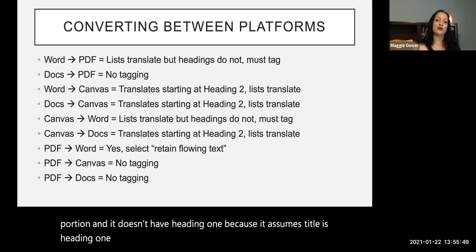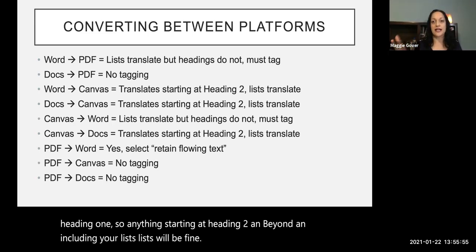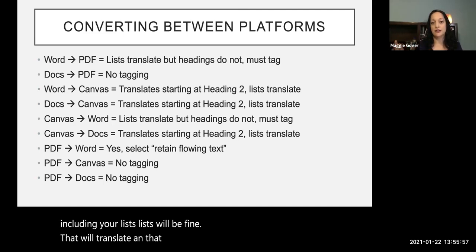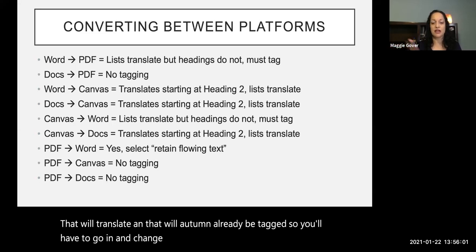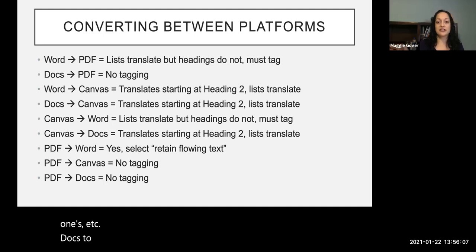So anything starting at heading 2 and beyond, and including your lists will be fine. That will translate and that will already be tagged. So you'll have to go in and change any heading 2s that should be heading 1s, etc. Docs to Canvas translates, same thing, starting at heading 2, lists translate fine.